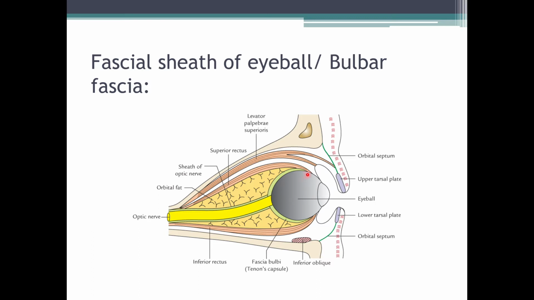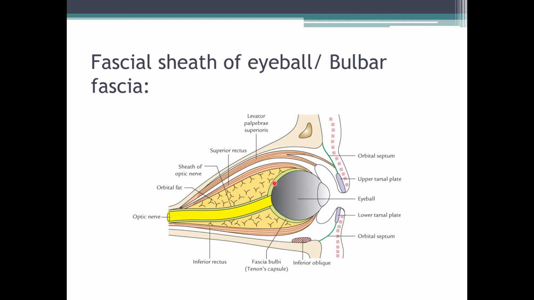Now I won't be talking about what you mean by limbus, I am explaining the limbus right now only. So limbus is a sclerocorneal junction, and at this sclerocorneal junction you have the attachment of your bulbar fascia. Now this gap, this is the eyeball, and this is the fascia bulbi or the Tenon's capsule. So this gap between the two is known as the episcleral space.